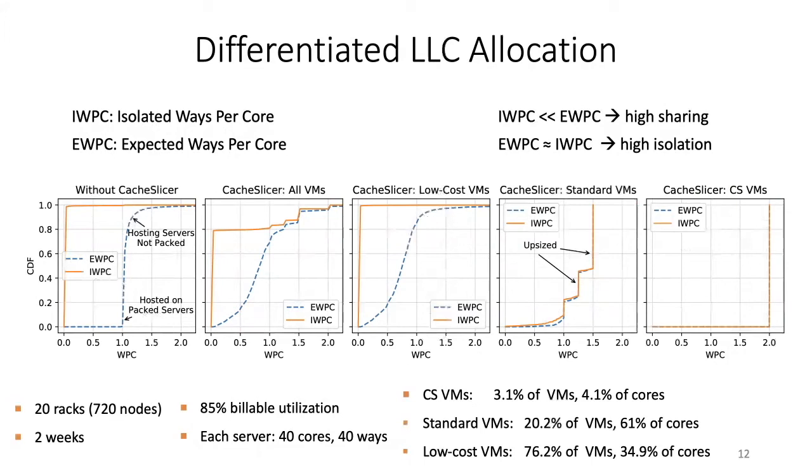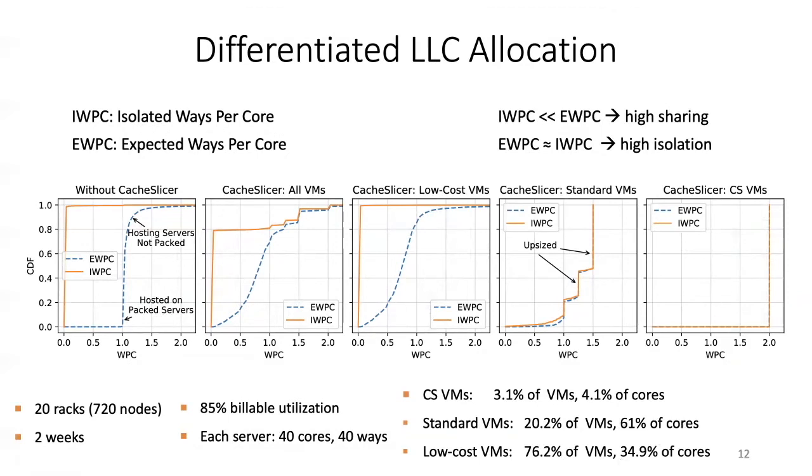Here we have this mix of different categories where 3% of the VMs are cache sensitive. These are premium VMs, more expensive. 20% of the VMs are standard, but because they're larger in size, they take 61% of the cores. And then 76% of the VMs are low cost. These are small VMs that are cheap, and they only constitute 35% of the cores.